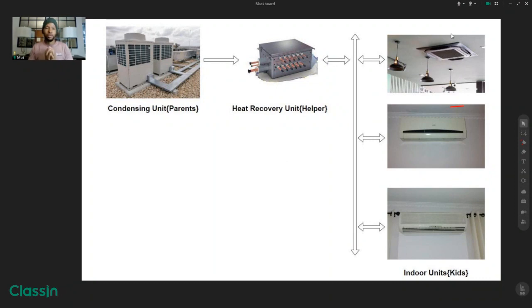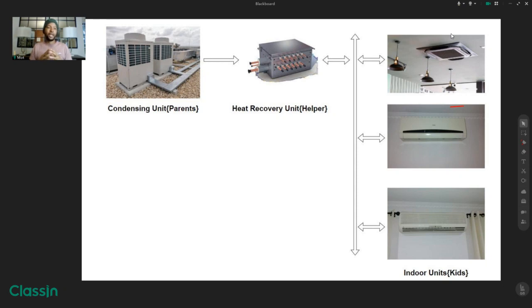I'm just going to explain my analogy on how the VRV system works. Depending on the brand, some would call it VRF, some would call it VRV. VRV means variable refrigerant volume. VRF means variable refrigerant flow. So depending on the brand you're using, you have that different name.